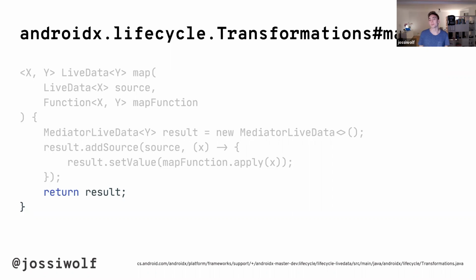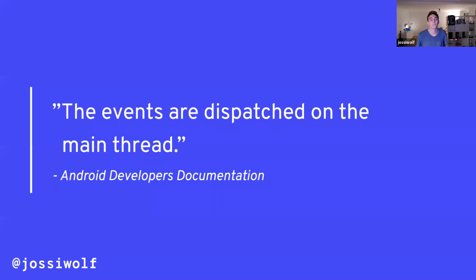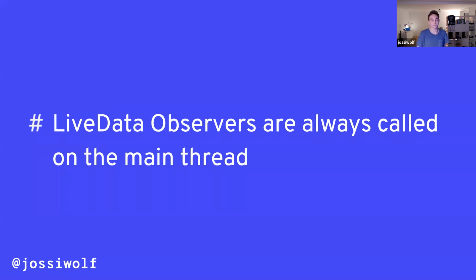So what we did after a couple of hours or days probably of investigating was, like any developer, read the documentation. In the documentation, it stated that the events are dispatched on the main thread. So that means that every LiveData observer is always called on the main thread. And if you keep the code in mind that we just had, we would have an observer with a mediator LiveData, and the map function would be called on the main thread every time. Not exactly great, because it's super, super hidden.